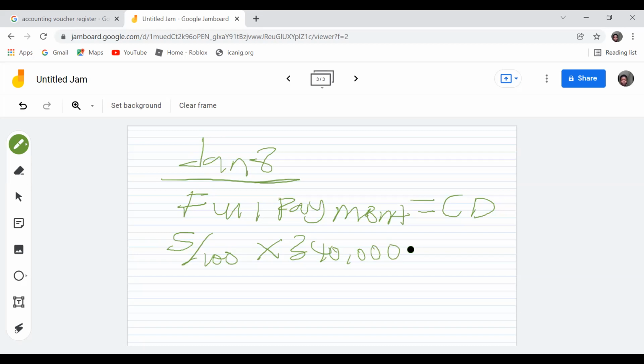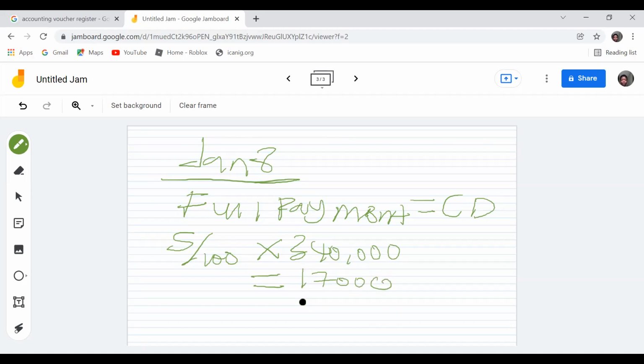You also need to be having a calculator by your side, please. From now on, the majority of the things I will be doing is about computation. So please have your calculator beside you as well. So 5 divided by 100 multiplied by 340. That will give us 17,000.